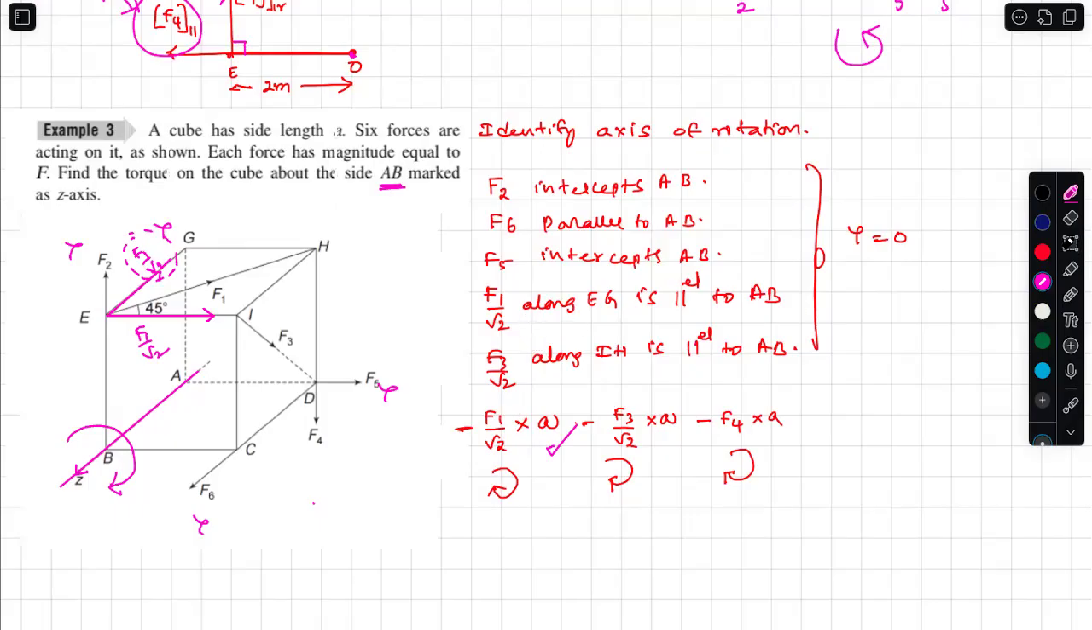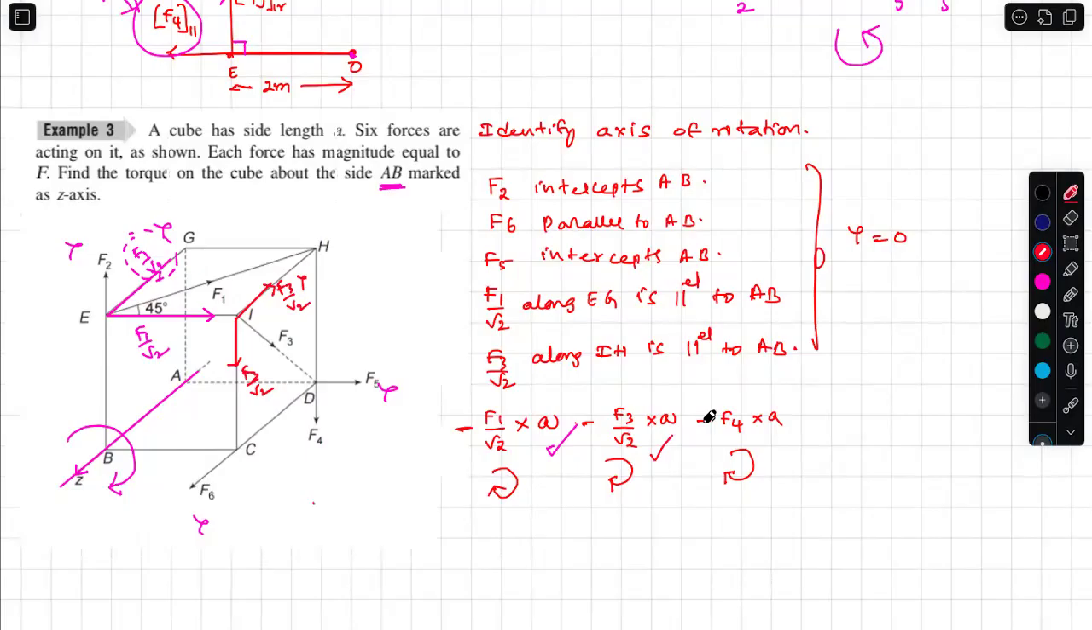Done. Now F3 will also have two components. F3 will have one component like this, another component like this. Again, the problem with this is F3 by root 2. This will not contribute any torque. Why? This is again parallel to the axis of rotation. So the other F3 by root 2 component will contribute torque. And again, unfortunately, that is also rotating the system in the clockwise sense. So it is F3 by root 2 times A, and the rotation sense is again clockwise. So minus sign. Done.